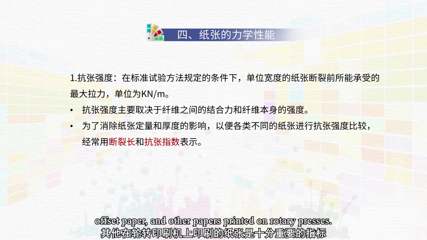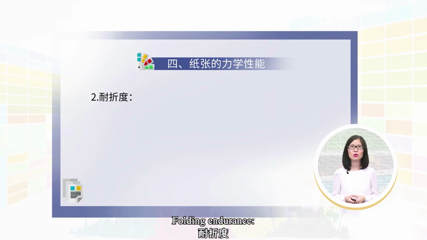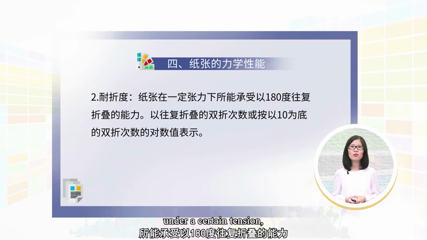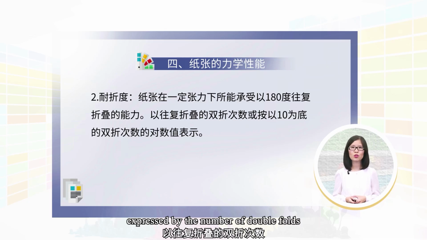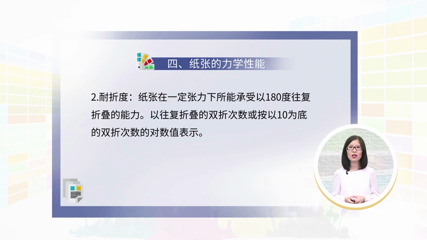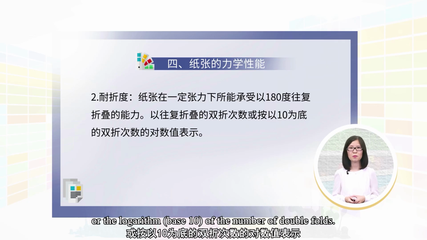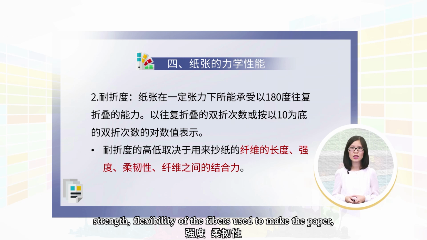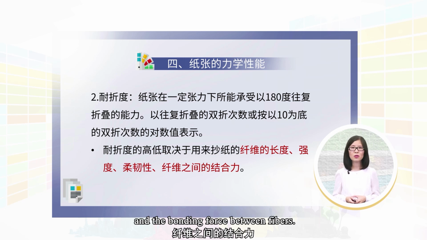on rotary presses. Folding endurance, the ability of paper to withstand reciprocating folding at 180 degrees under a certain tension, expressed by the number of double folds, or the logarithm, base 10, of the number of double folds. The level of folding endurance depends on the length, strength, flexibility of the fibers used to make the paper, and the bonding force between fibers.